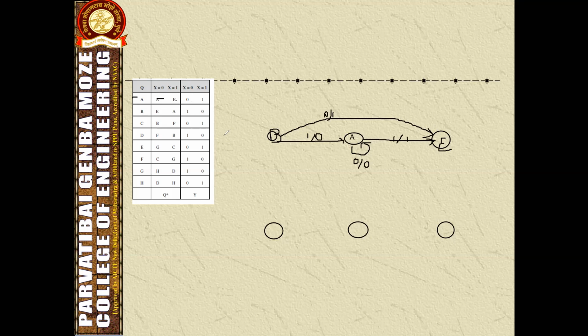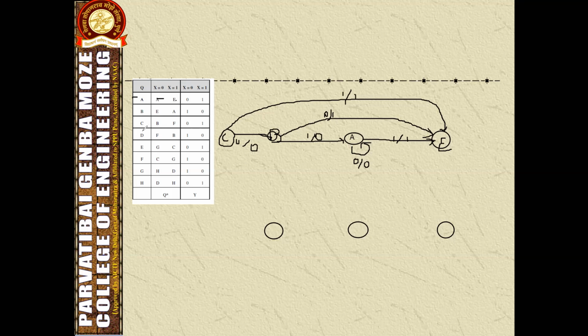Let's consider C. So I am considering C here. Let's change the state C to B. Changing the state C to B, when X is equal to 0 and output is 0. So this is the possible combination. When C to F, C to F changing when X equal to 1, output is 1.